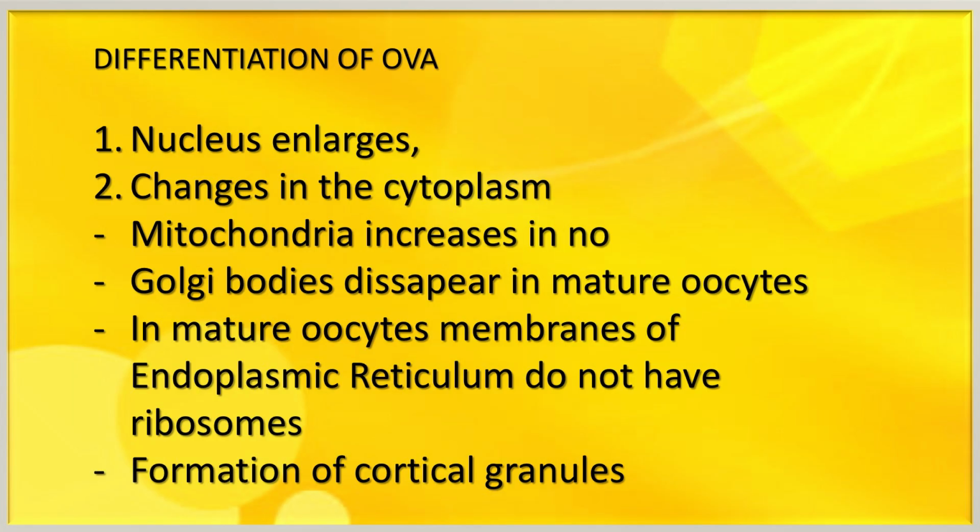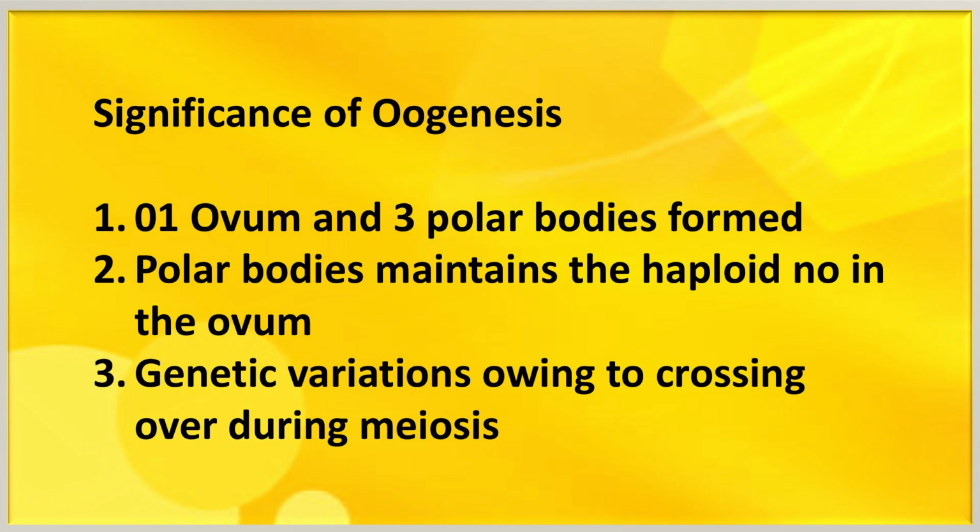of cortical granules. Now coming to the significance, what is the significance of this particular process? Compared to spermatogenesis, here also 4 cells are produced at the end, one being a functional ovum, and 3 polar bodies are formed. Now these polar bodies will maintain the haploid number in the ovum, and it will also lead to genetic variations because of the crossing over that would have taken place.